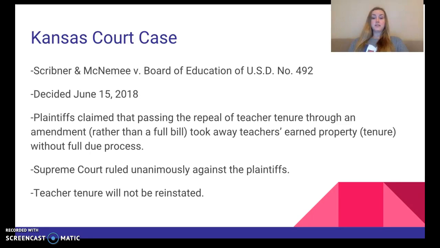They're saying because this never was a bill and never went through full committee, teachers' unions didn't have the right to lobby against it. Therefore, they feel that the teachers' property, which was tenure that they had gained, was taken away without full due process on the part of the legislature. The Supreme Court shot that down and unanimously ruled against the plaintiffs, saying that if it goes through the legislature, then that's due process enough. The legislature is elected, so that is when people get to make their choice, when they vote. So teacher tenure will not be reinstated because of this case.